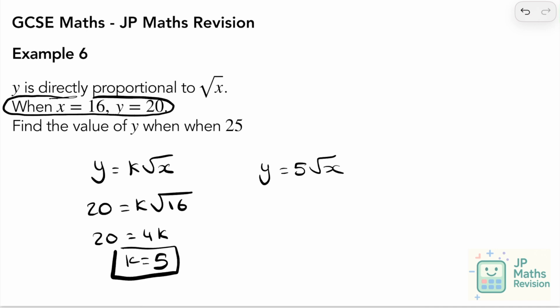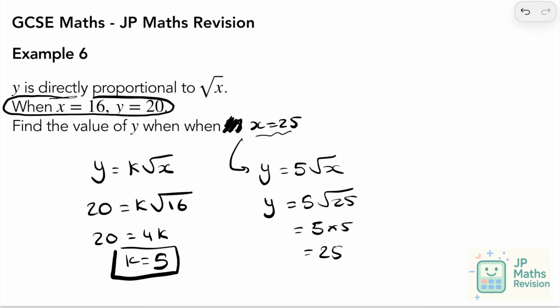And we want to find the value of y when x equals 25. So if I substitute x equals 25 into here, I have y equals 5 square root of 25. So that's going to be 5 times 5, which is 25. So the answer to this question is y equals 25.